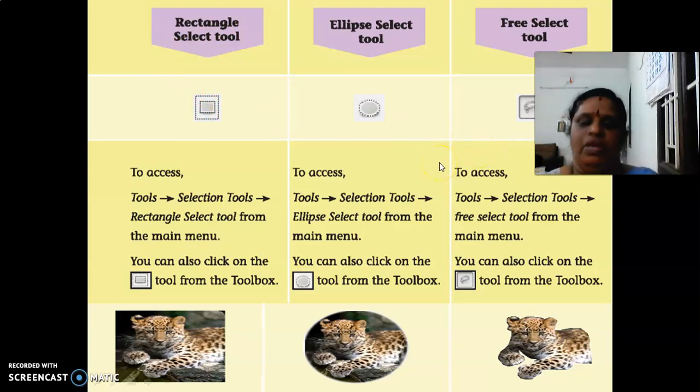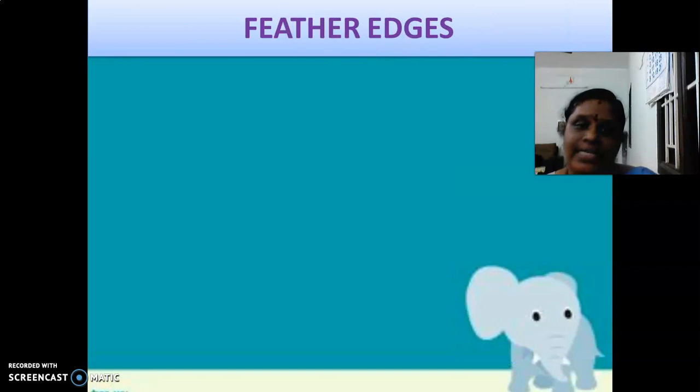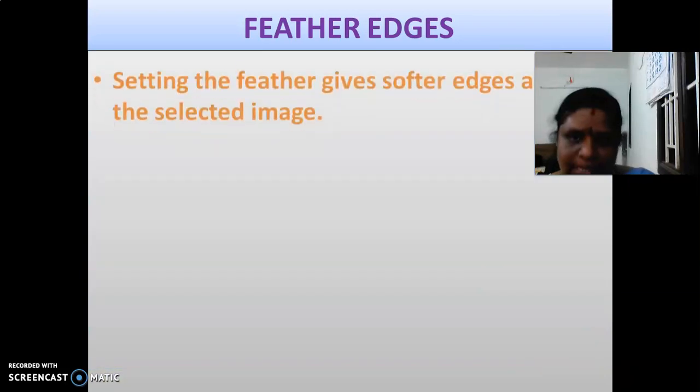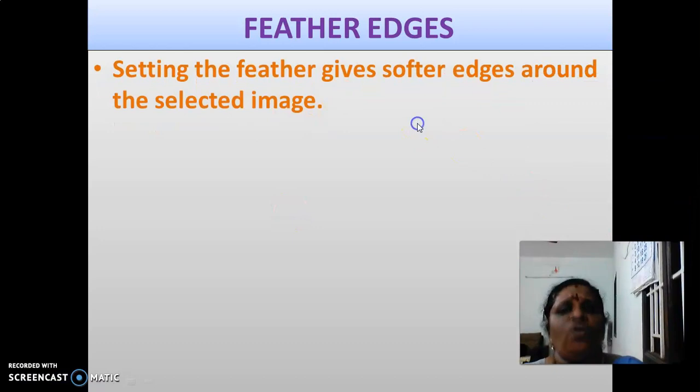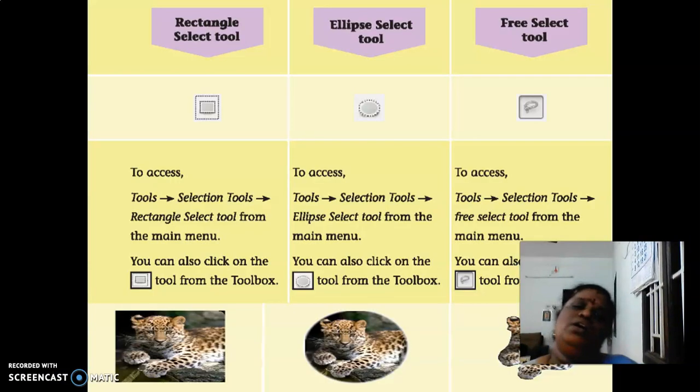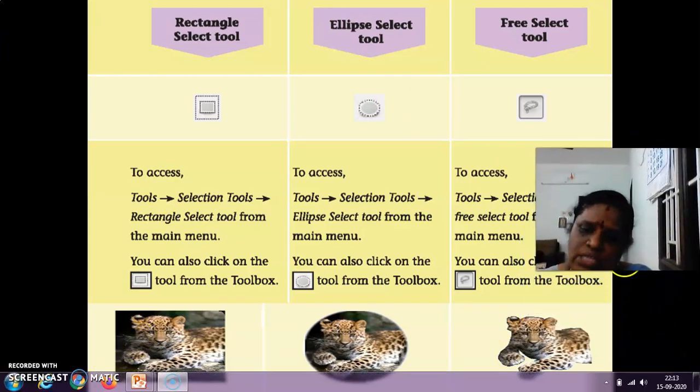Okay, the next selection option is feather edge. Before using the selection tool, we have an option called feather edge. Setting the feather gives softer edges around the selected image. See here, the edges of this free select tool should be softer, right?